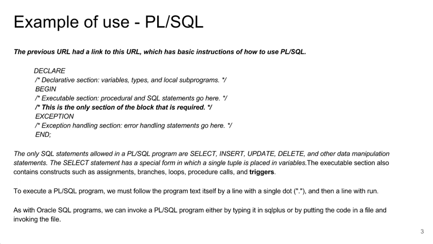For our first slide, we have a link from one of the Stanford study groups. Here is an example of the basic structure of PL/SQL. The only statements allowed are select, which has a special form to be used, insert, update, and delete. There are also other data manipulation statements that can be used. The executable section, as the slide shows, is the only required section. This section contains constructs such as assignment, branches, loops, procedure calls, and triggers, which we are going to talk about in the next few slides.